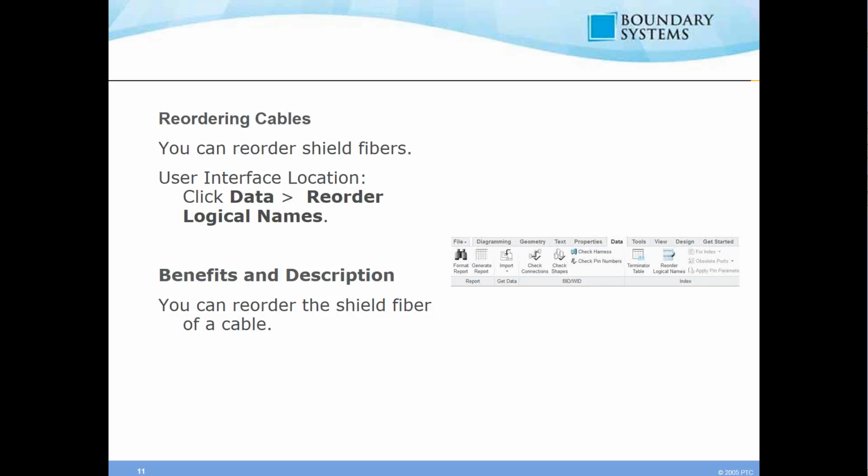So next is reordering cables. You can reorder shielded fibers. In the interface, it's under Data and then Reorder Logical Names, as you can see in the graphic there. To do this, you select the block or fixed group first, and then in the Data tab, you select Reorder Logical Names. The Reorder Logical Names dialog box pops up at that point, and then you can select the part to reorder and click one of the following options. The options involve moving one of the groups up or down, or switching places with an existing member of a group, all within your variable groups there.